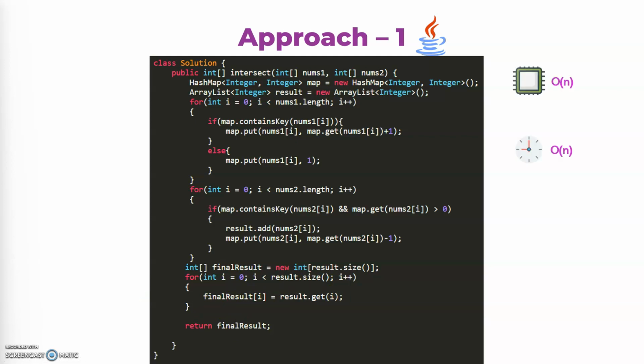So let's discuss time and space complexity. Overall time is O of n, and overall space is also O of n.